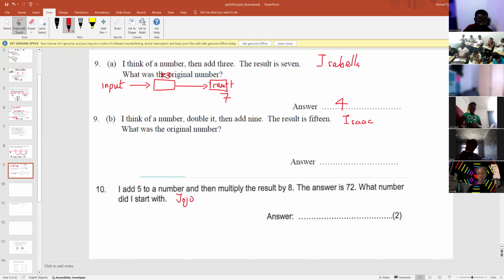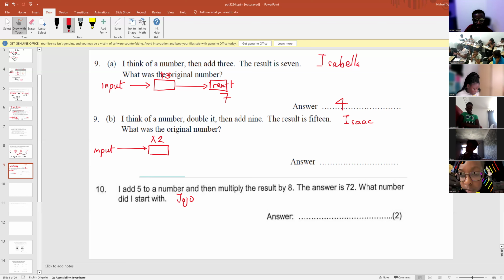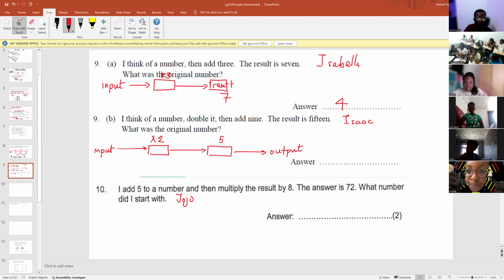First, you put the input. Then you put times 2 and add 9. And the result is 15. Then the result is the output. Okay, so what happens if the output is 15? What's the first thing to do? Okay, you find add 9.